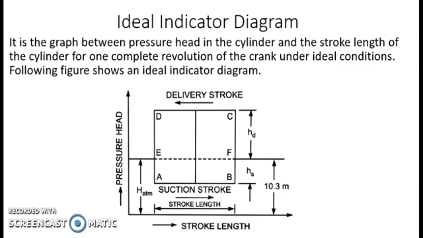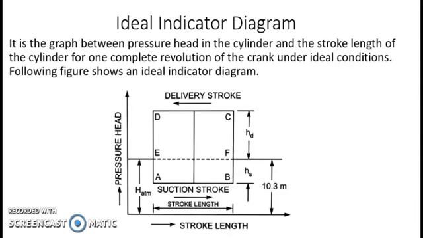Now let's discuss the ideal indicator diagram. It is an indicator diagram under ideal conditions. So it can be defined as a graph between pressure head in the cylinder and the stroke length of the cylinder for one complete revolution of the crank under ideal conditions. This figure shows an ideal indicator diagram.